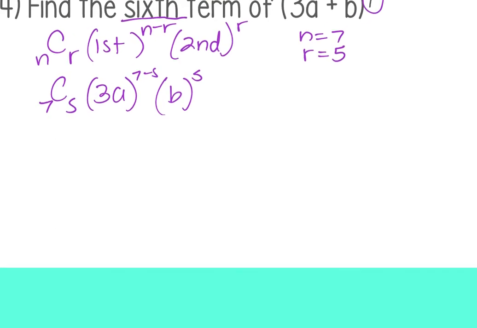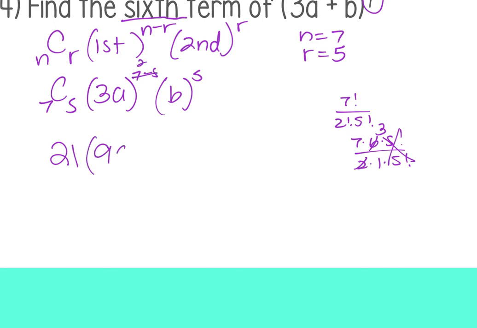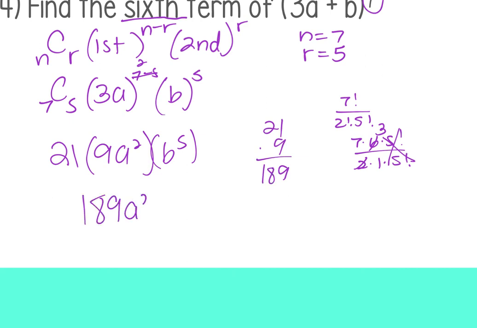So C(7,5) is 7 factorial over 2 factorial times 5 factorial. 7, 6, 5 factorial over 5 factorial, and then 2 times 1. These are gone. 2 goes into 6 3 times. So our binomial coefficient's 21. This would be (3a) to the second, which is 9a squared, and b to the 5th. And then multiply your 21 times 9, and I get 189a squared b to the 5th.